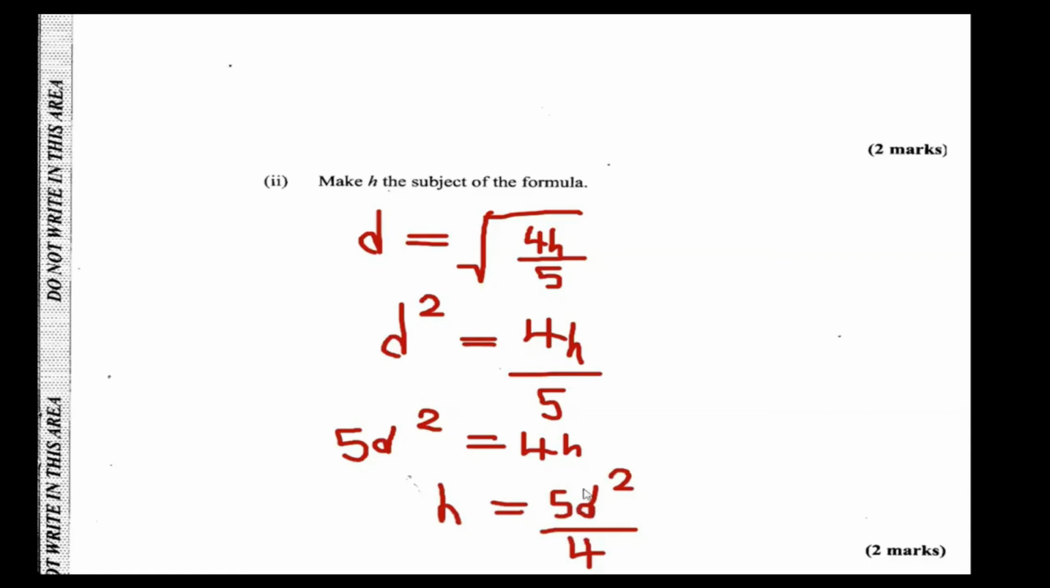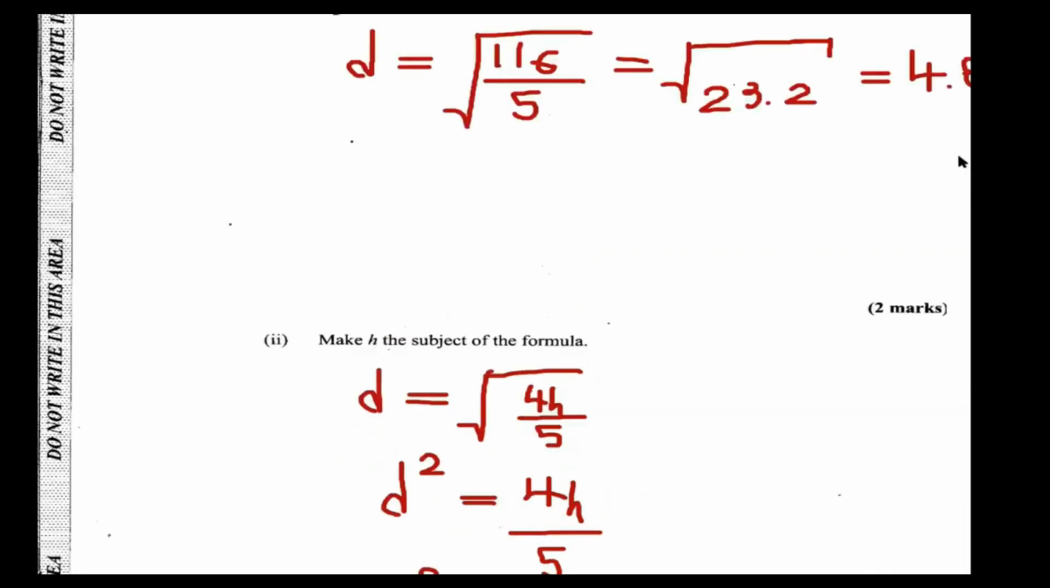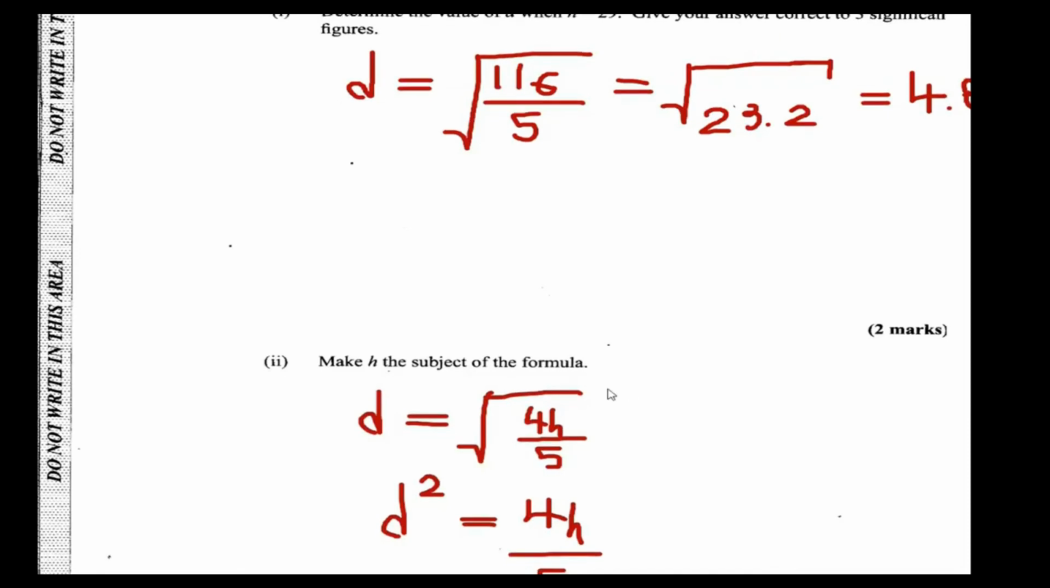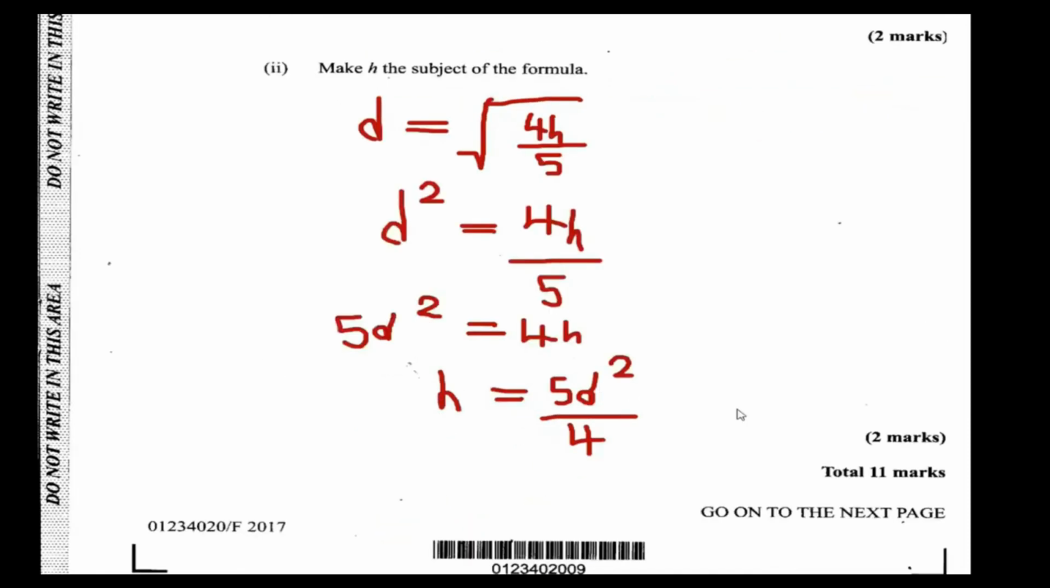Now after we get h is 5D squared over 4, look how you can check if your formula is right. Remember we said that D is 4.82 to 3 significant figures, and that was when h is 29. Put D as 4.82 and you're supposed to get 29 right here. So you can check it. Just take a second and check that. When you put D as 4.82, you're going to get 29 for h. And you can see that your formula is right.